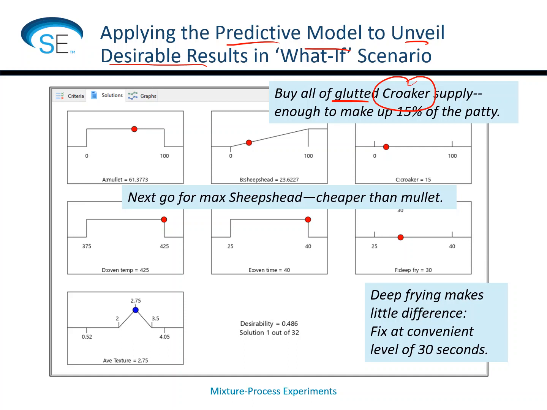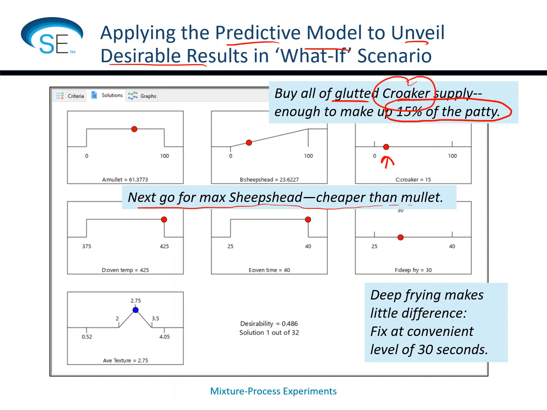However, everybody's trying to buy it because it's so cheap, and the most we can get for our fish patties is enough to make 15% of the patty. Then what you can do is set the croaker equal to 15%, which is what we've done here. Now let's assume that sheepshead is cheaper than mullet.